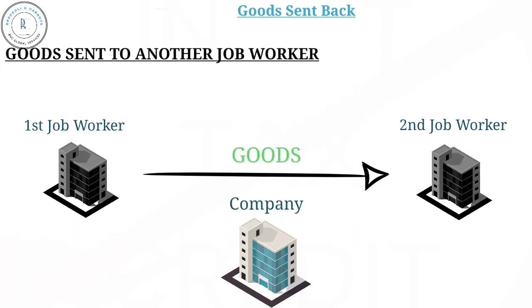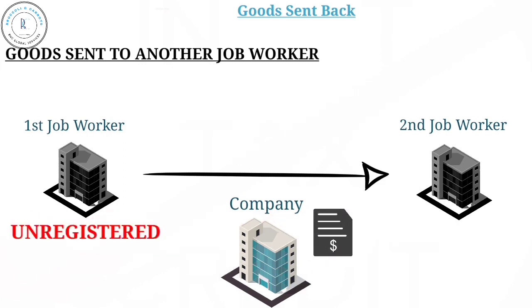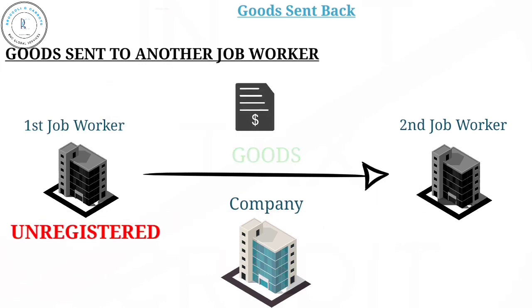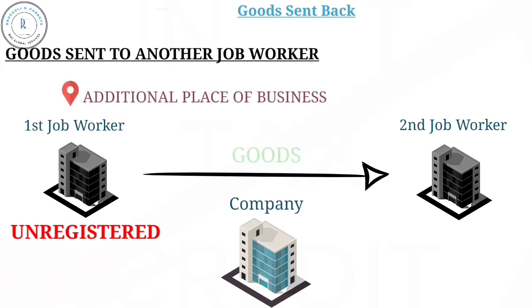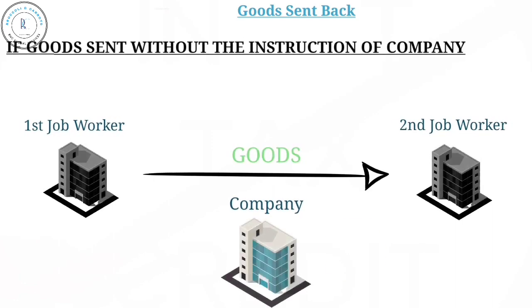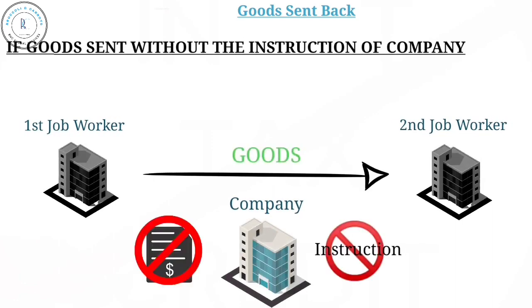If the first job worker is unregistered: delivery challan by the company for the second job worker, delivery challan by the first job worker to the second job worker, and declaration of the first job worker's premises as an additional place of business. If goods are sent without the instruction of the company, no document is to be maintained by the company.